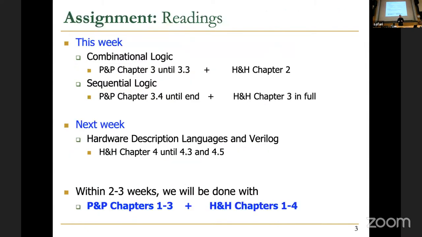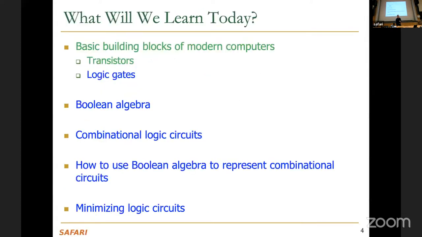Okay, some readings. I've shown this earlier also. Today we're going to cover combinational logic. Tomorrow we're going to cover sequential logic. And this is where we were in the last lecture. We started with the basic building blocks of computers, and we introduced transistors, and we built some logic gates out of it. I'm going to brush up on that very quickly, and then we're going to build up a lot more today. We're going to build more logic gates.